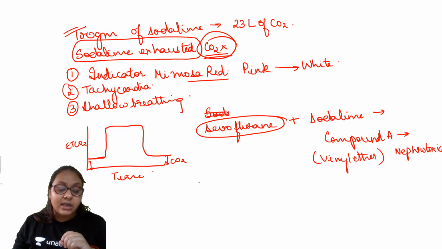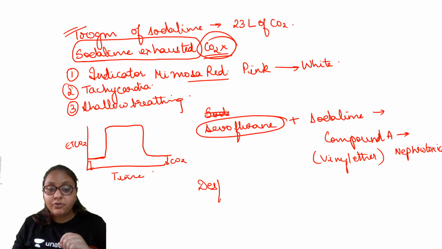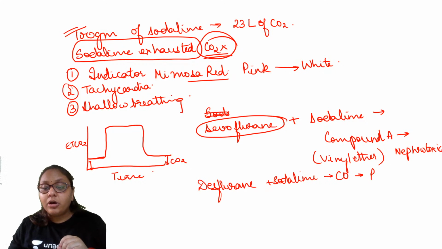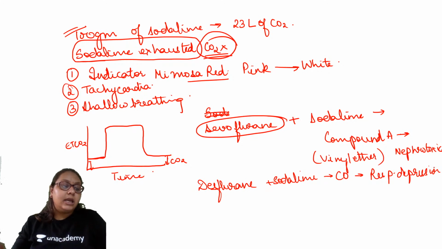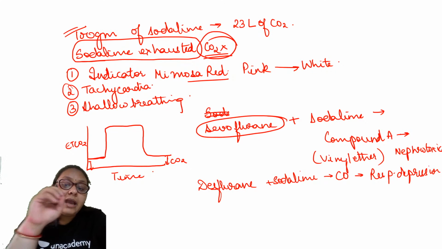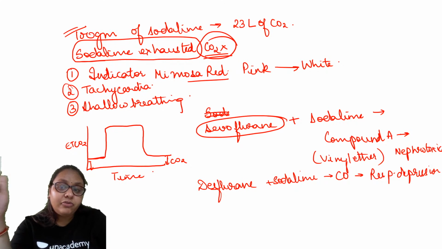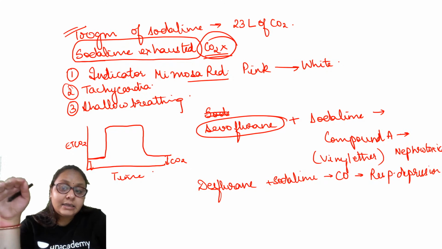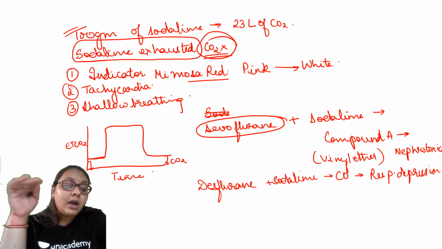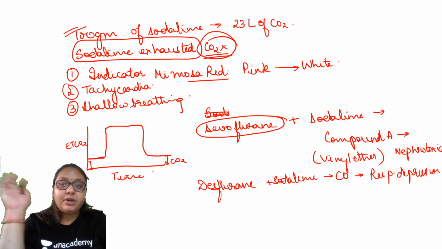Similarly, if the inhalational agent used is desflurane, it reacts with soda lime to form carbon monoxide and therefore causes respiratory depression. So these two are the inhalational anesthetics which, when used in the closed circuit, can react with the soda lime. Sevoflurane reacts with the soda lime to form compound A, which is nephrotoxic, and desflurane reacts with soda lime to form carbon monoxide, which causes respiratory depression.